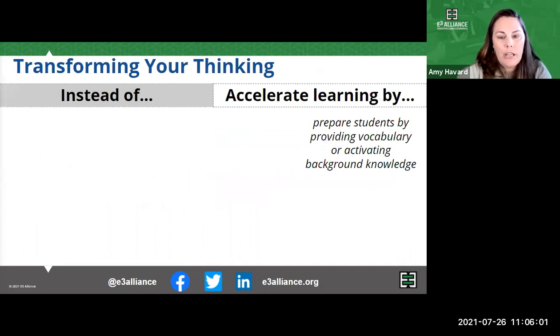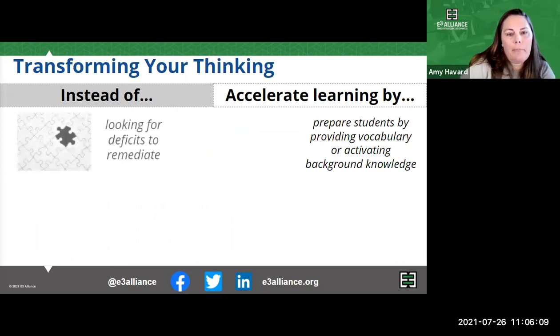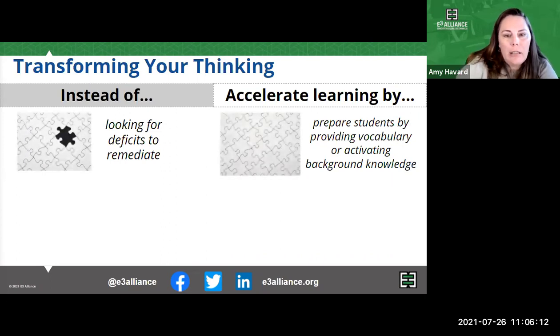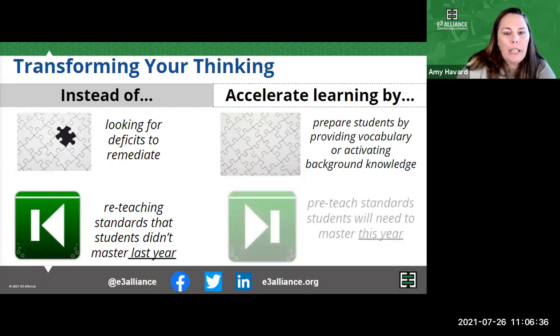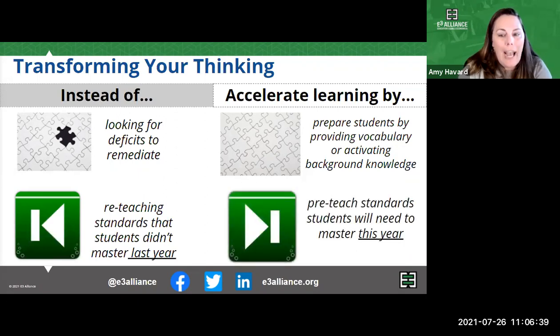As we deepen this understanding about accelerated learning for all, it helps to consider what kind of thinking we'll need to change or move away from. So when you're leading acceleration, you're leading instruction with an acceleration mindset, that means you're transforming your thinking to look forward instead of backward. For example, use time that would previously have been spent on remediation to prepare students for new grade level instruction. Instead of reteaching standards that have been missed in the past, pre-teach to the standards that students need now for this grade level.